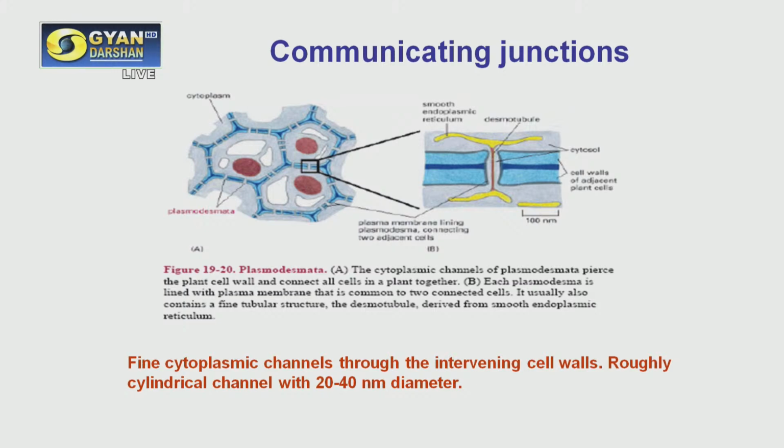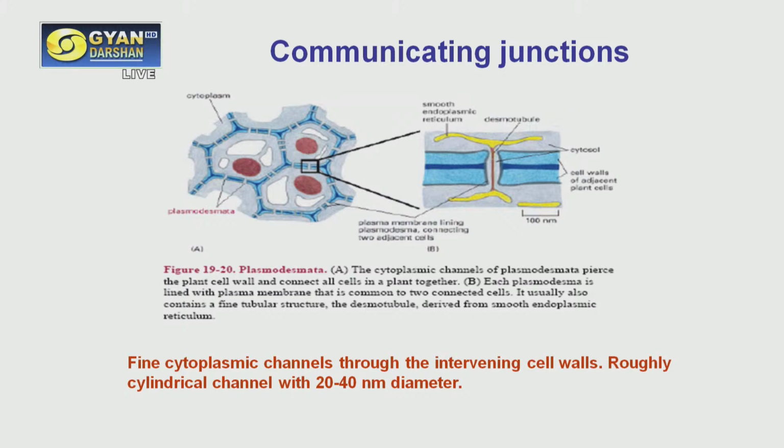So you can see that there is a tubule, almost red colored, or slightly brownish colored, a tubular structure which actually penetrates. That tubular structure we call the desmotubule, and this desmotubule actually originates from the endoplasmic reticulum, that is the smooth endoplasmic reticulum. You know, the endoplasmic reticulum is a cell organelle. So it originates from the smooth endoplasmic reticulum and it pierces through the intervening cell walls.